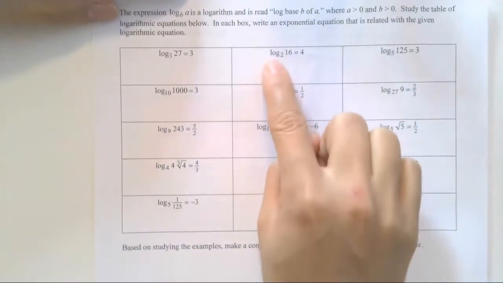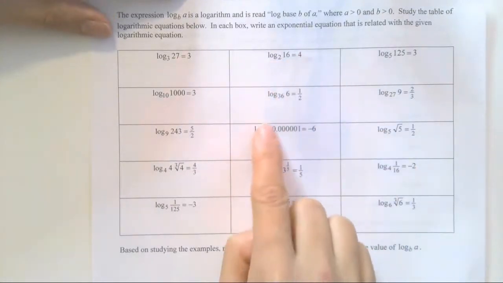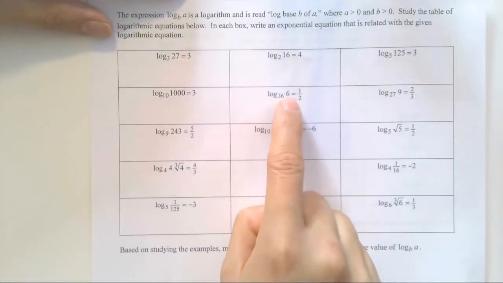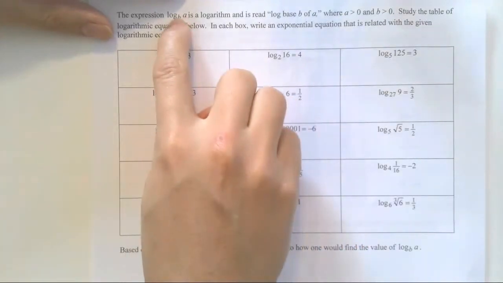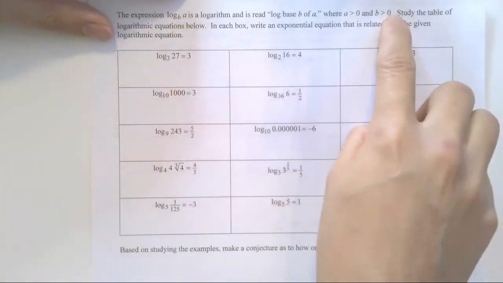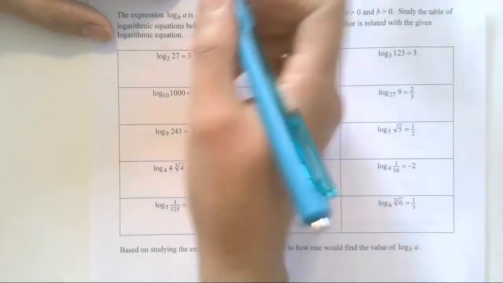So let's do a few practice. Log base 2 of 16. Log base 36 of 6. So please make sure you know how to read it, where the b and a values both have to be positive.